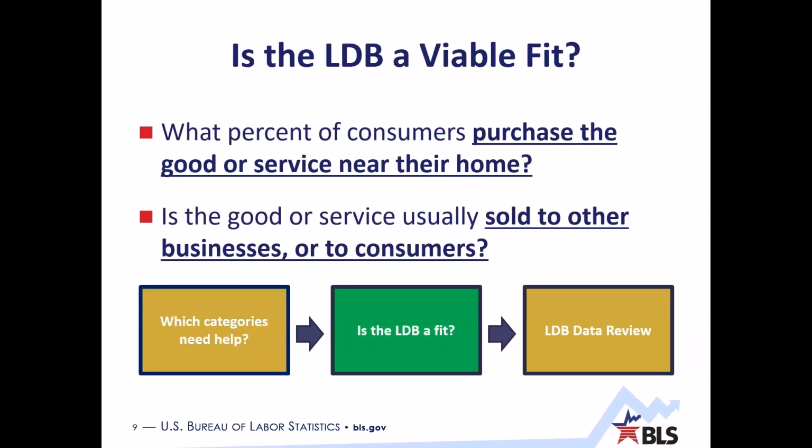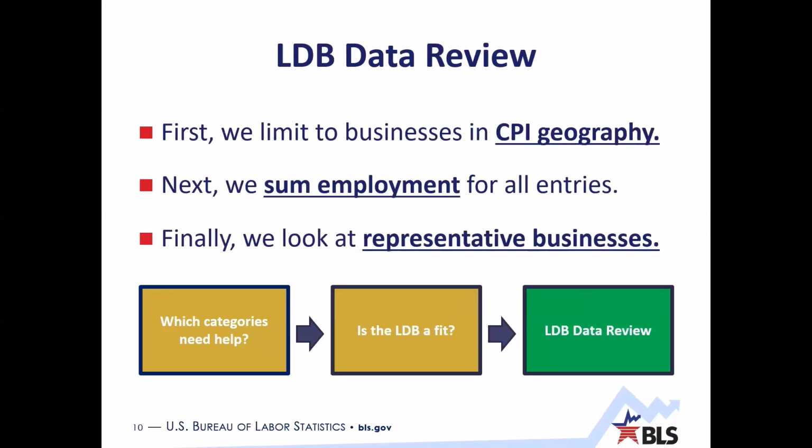Second, we review the potential NAICS codes and see how their definition concords with CPI item or service definitions. And we also check to see if the item or service is frequently purchased near consumer homes and if it is likely to be sold to other major businesses. And finally, we review the data in the LDB to see if that data supports its implementation as a frame for stores.